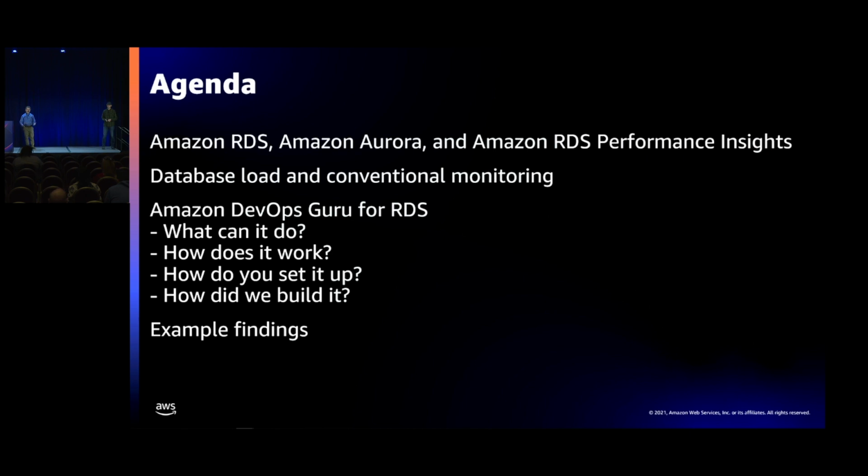So today we're going to start out by setting some context, telling you a little bit about RDS, about Aurora and Performance Insights, which are foundational concepts and building blocks of DevOps Guru for RDS. Then we're going to take a little time to understand an important metric that we use called database load. We'll learn how it's derived. We'll learn why it's important. And then we're going to walk through this great new feature, DevOps Guru for RDS, including how to enable it, how it helps you, how it works.